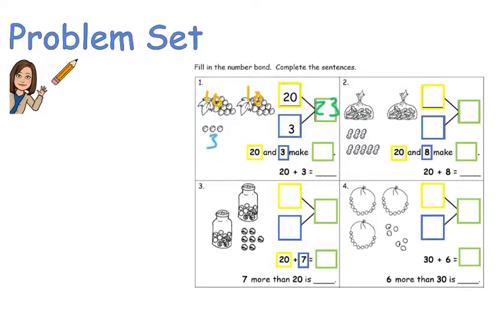For our sentences here, the first one. 20 and 3 make our total. So what is 20 plus 3 equal? 23. Just like we did in our number bond. Let's look at the next sentence. Oh, this one is the equation this time. So 20 plus 3 equals 23. Very good.